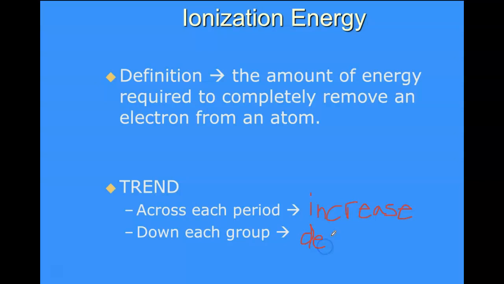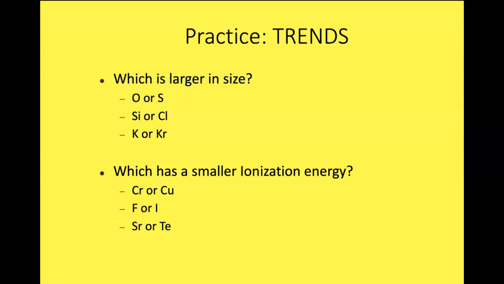The reason that it decreases is because it's easier to remove those electrons when they're farther from the nucleus. And so remember, as you go down a group, your atom gets larger, and so it doesn't take a lot of energy to take one of those outermost electrons or valence electrons away.